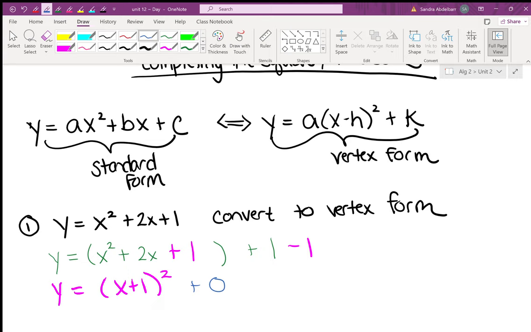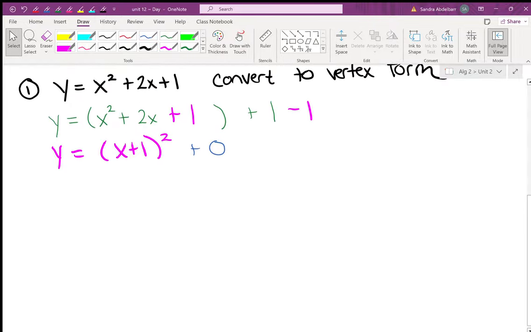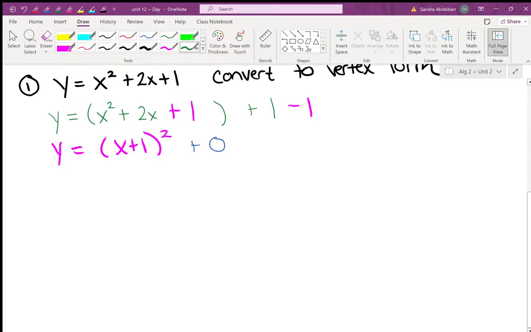You guys try this one. I want you to convert from standard form to vertex form.